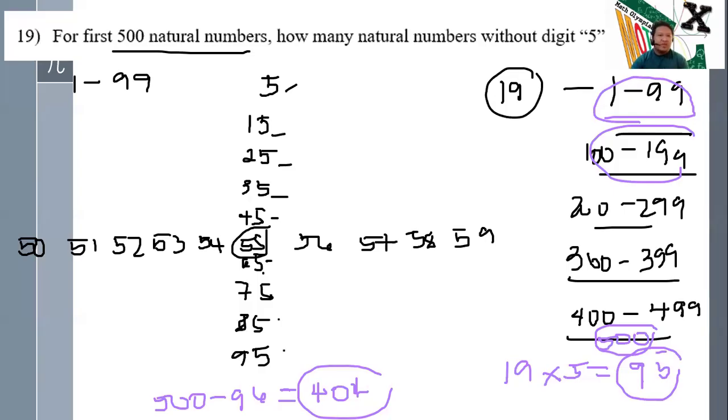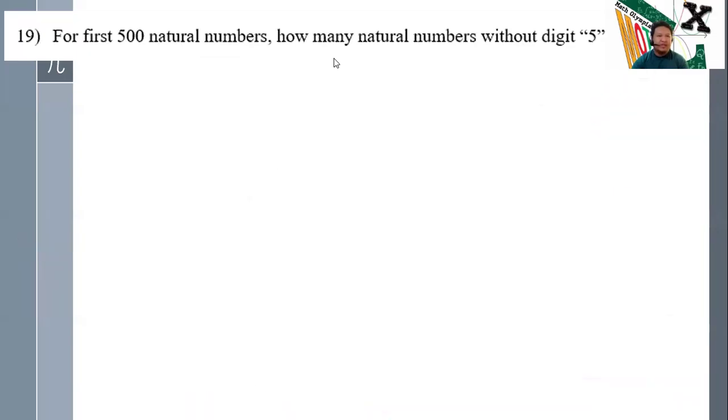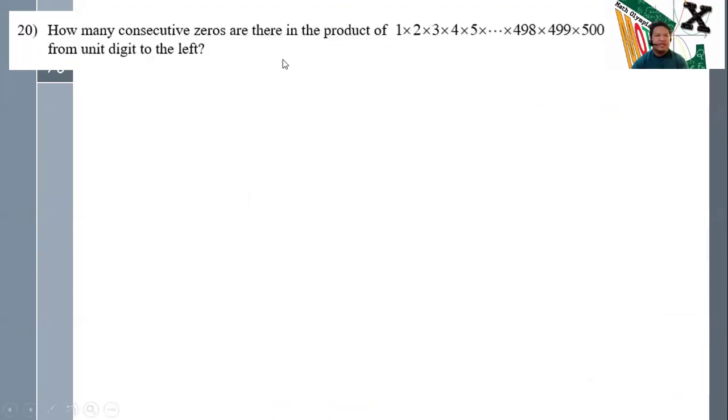Okay, so if there's no question for that one, let's try to move forward with the next number. Let's try to go with number 20. Number 20. Let's try to move forward to number 20 for this one. How many consecutive?